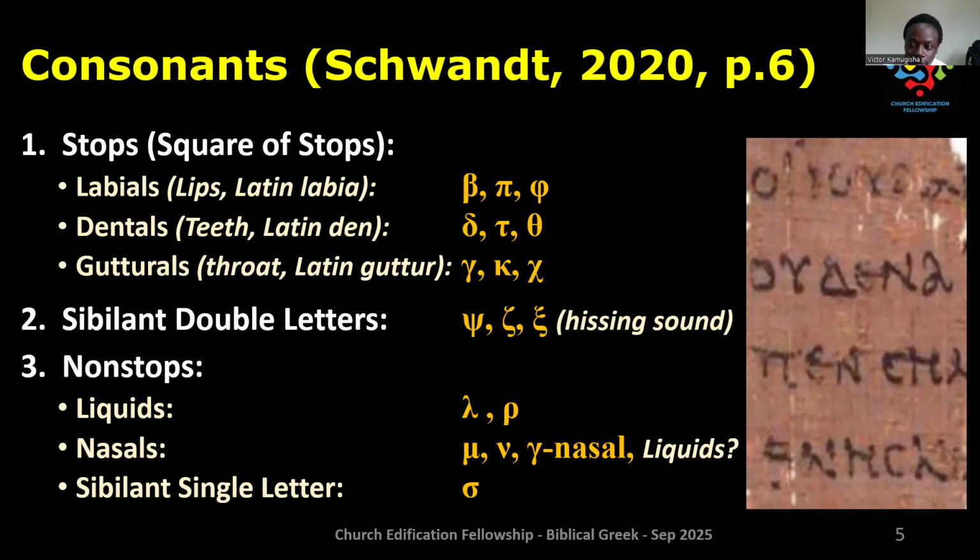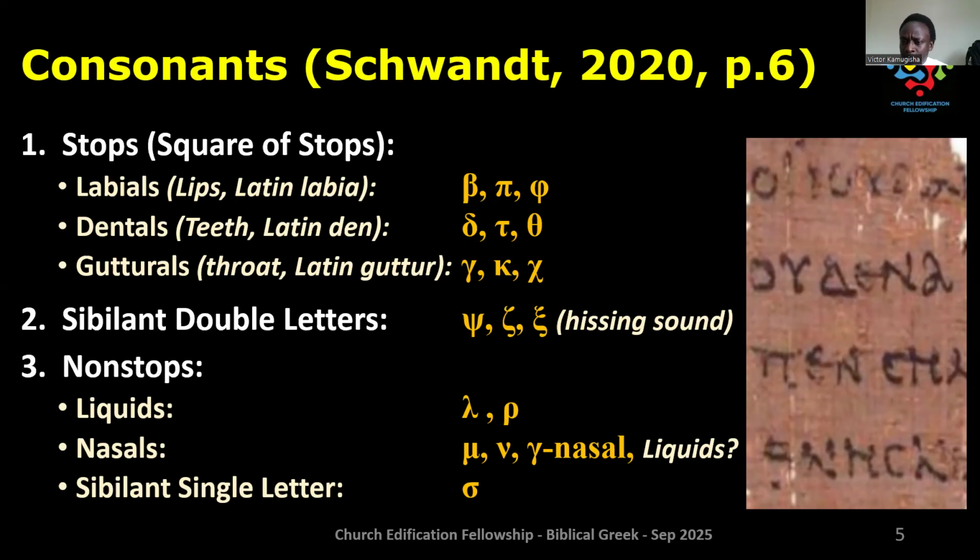You have nasals, that's the nu, and the gamma nasal. The gamma nasal is when two gammas appear in a word. The second gamma is not pronounced as a G, but as an N, just like in the word angelos, the word from where we get the word angel. That N in the word angel, in the Greek, it's actually G. So that's a gamma nasal.